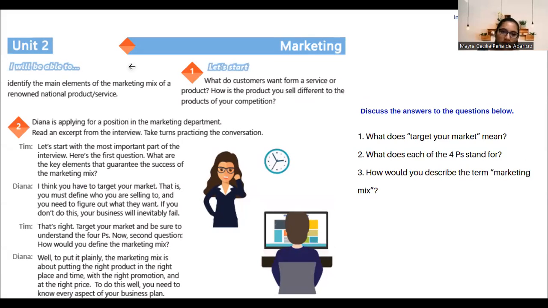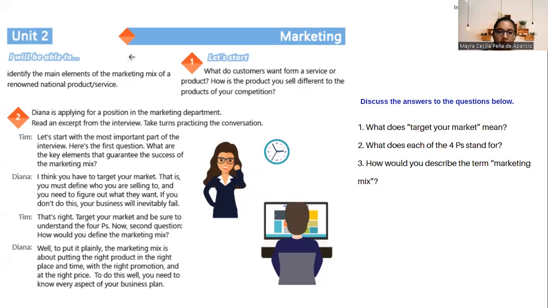Let's start with the most important part of the interview. Here's the first question. What are the key elements that guarantee the success of the marketing mix? I think you have to target your market. That is, you must define who you are selling to, and you need to figure out what they want. If you don't do this, your business will inevitably fail. That's right. Target your market and be sure to understand the four P's.